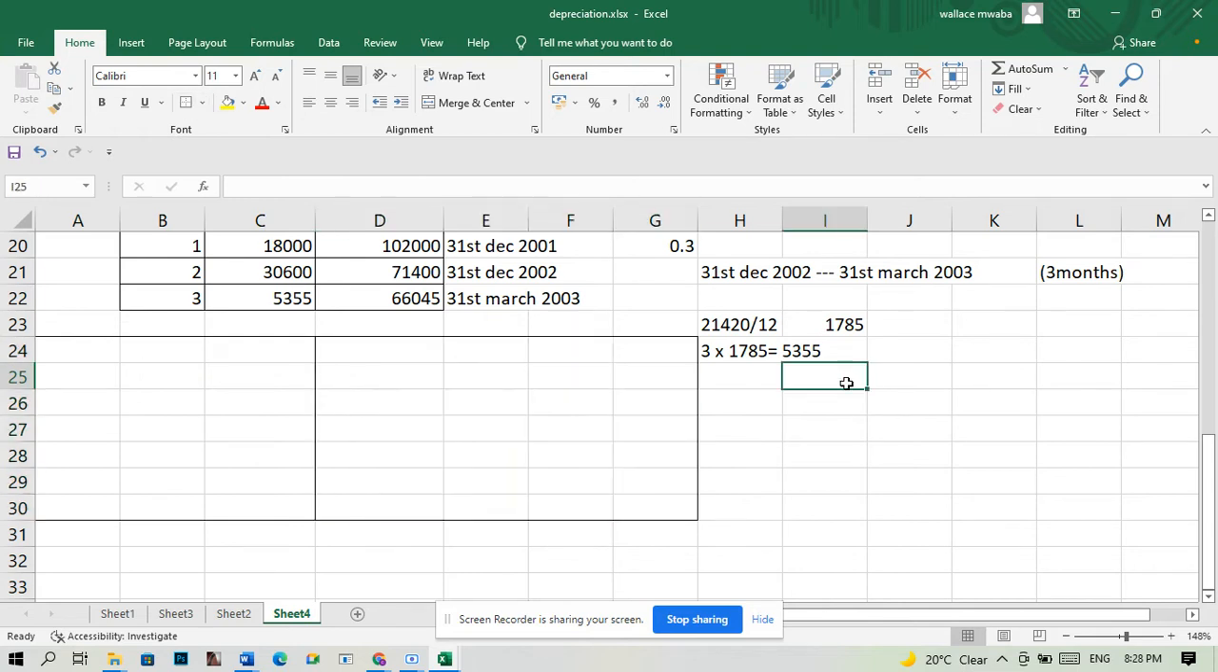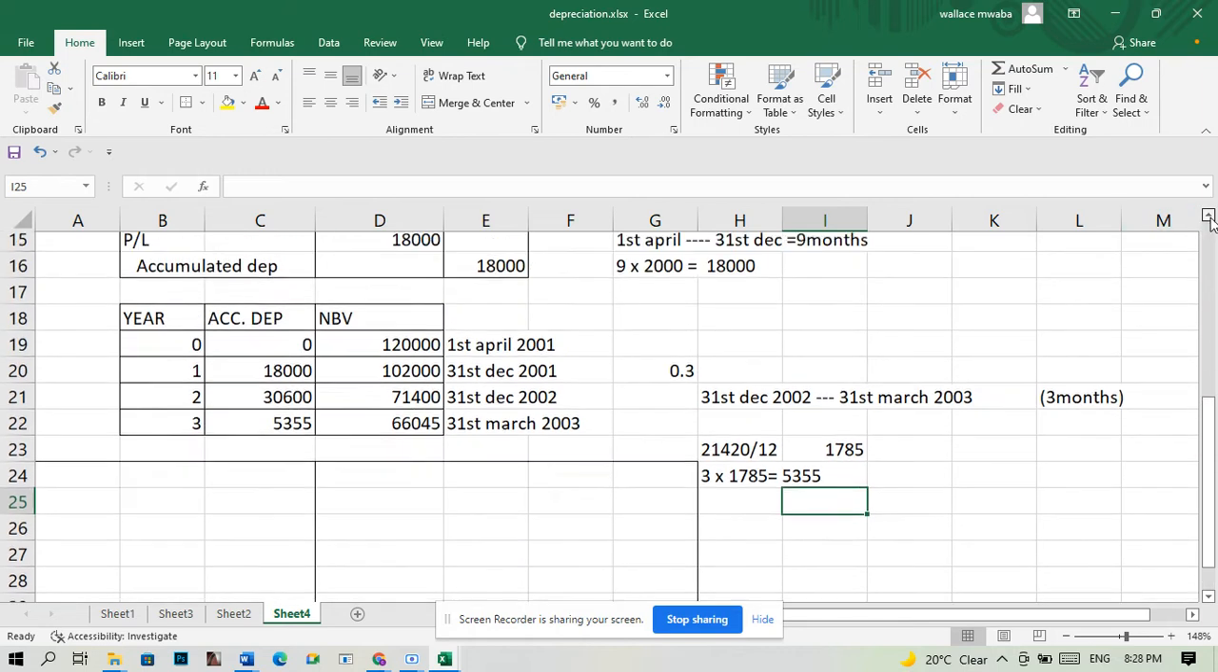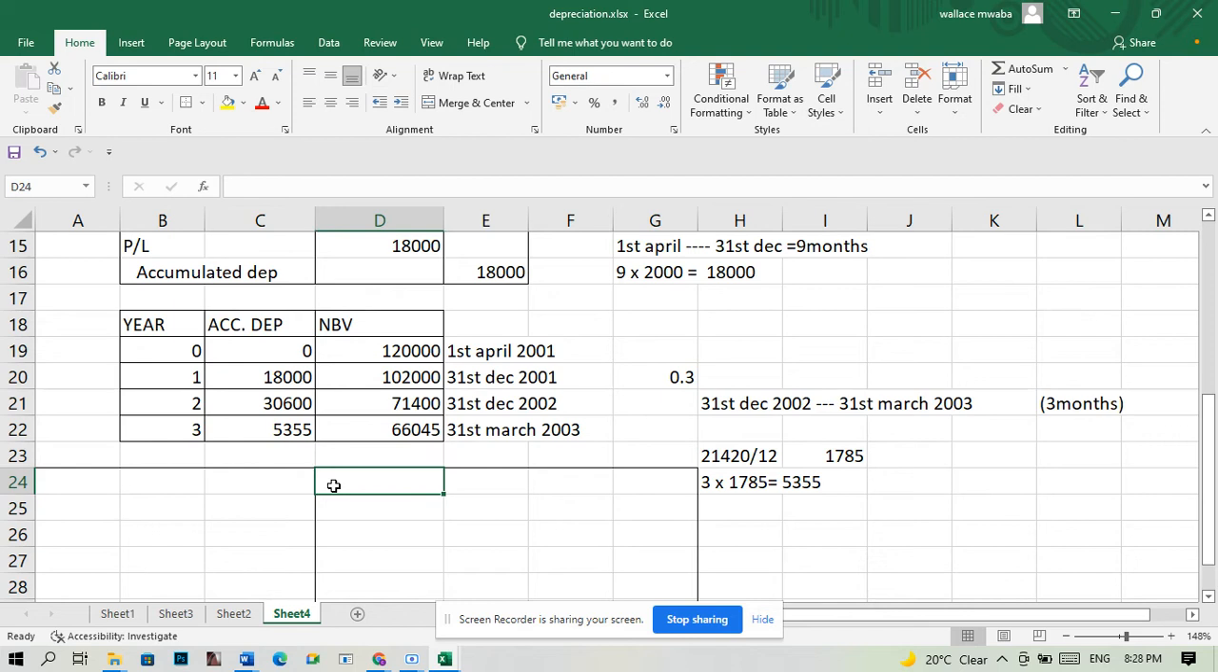Okay, so we're going to say, on the 31st December 2001, we credit the accumulated depreciation account. We'll credit the accumulated depreciation account with 18,000.